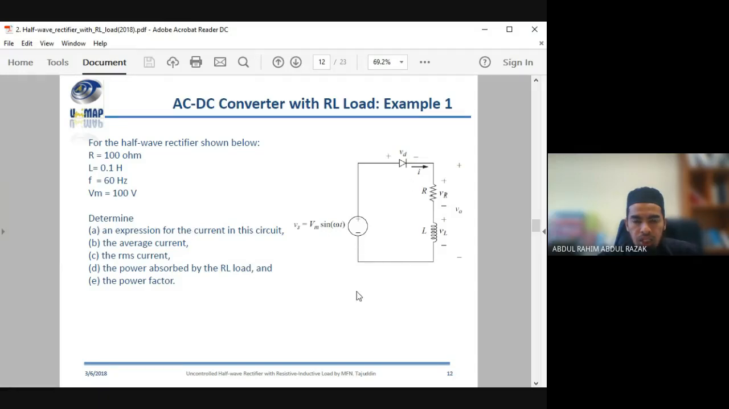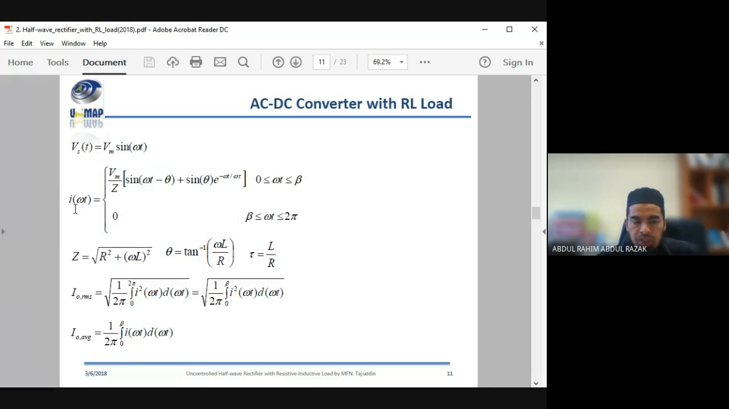Means that what is the current pattern of the circuit when we put in all the exact or the real values into the scenario. So this is the expression of your current. Voltage is just a simple or a normal sine wave. This is the current, which involves the maximum voltage that exists inside your circuit divided by impedance.